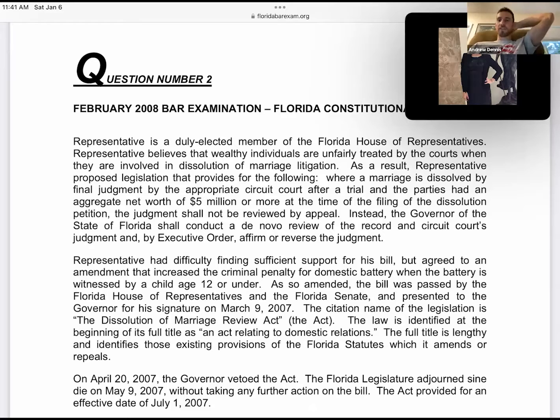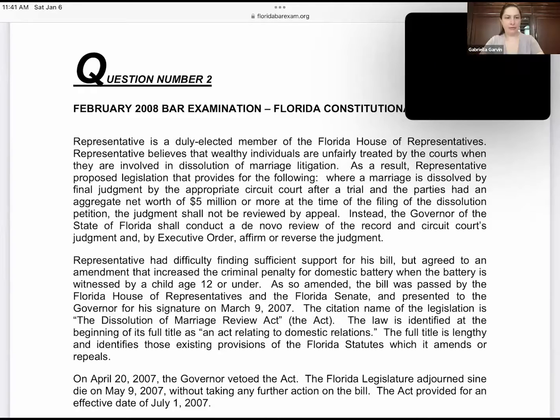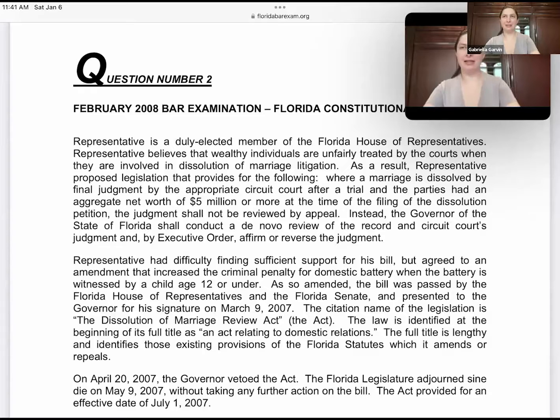So representative is a duly elected member of the Florida House of Representatives. Representative believes that wealthy individuals are unfairly treated by the courts when they are involved in dissolution of marriage litigation. Now I want to ask a question. Why did they say wealthy individuals are unfairly treated? What does that seem to implicate? Probably the 14th Amendment, the equal protection rule.